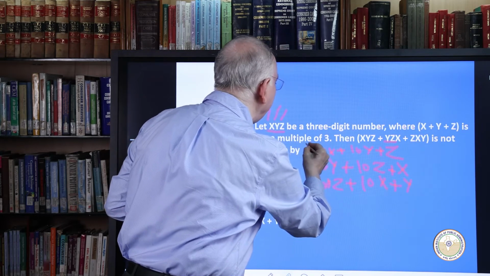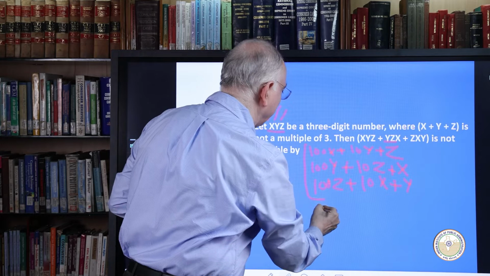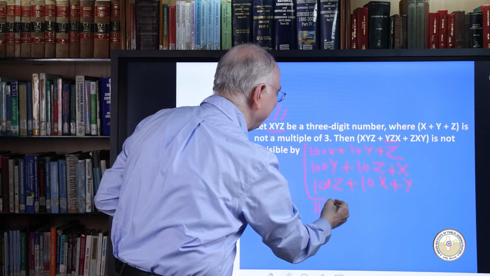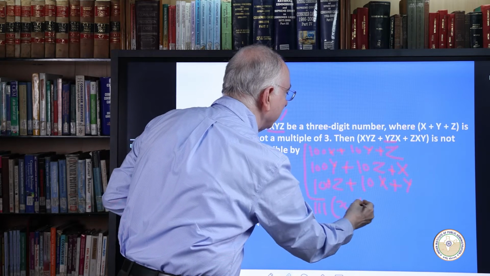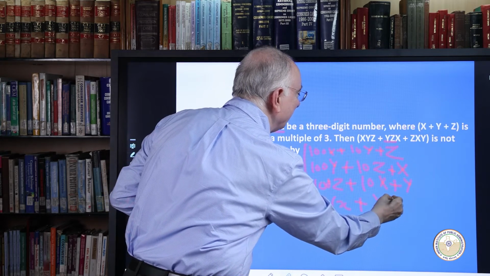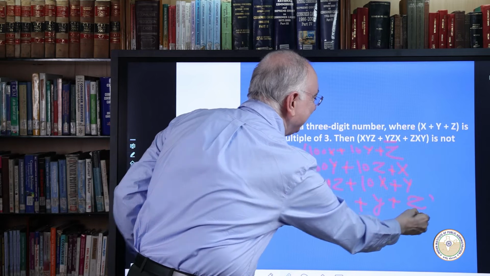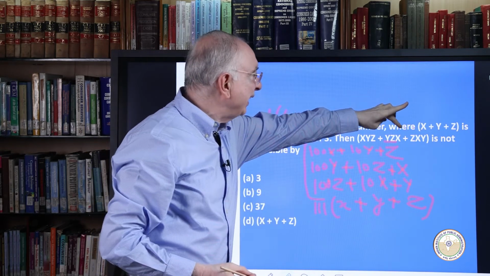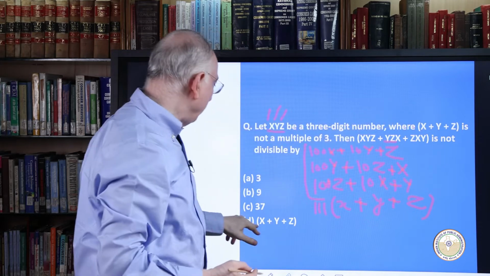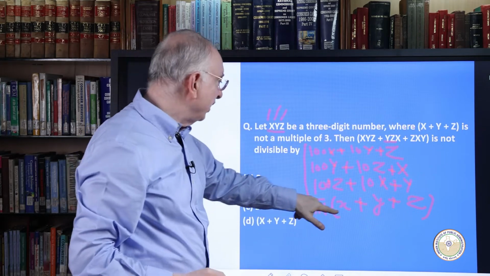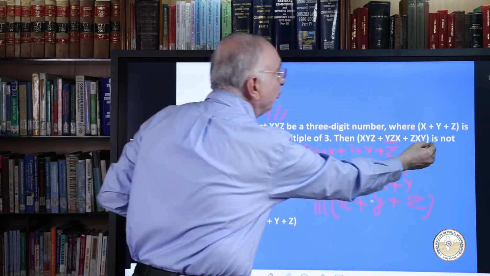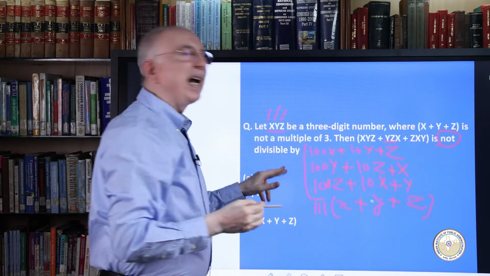Now we have to add all these three numbers. What will their total be? It will be 111x plus 111y plus 111z. Straightaway, the summation of xyz, yzx and zxy is divisible by x plus y plus z, because this is a product of some number multiplied by x plus y plus z. We have to find out by which number it is not divisible.